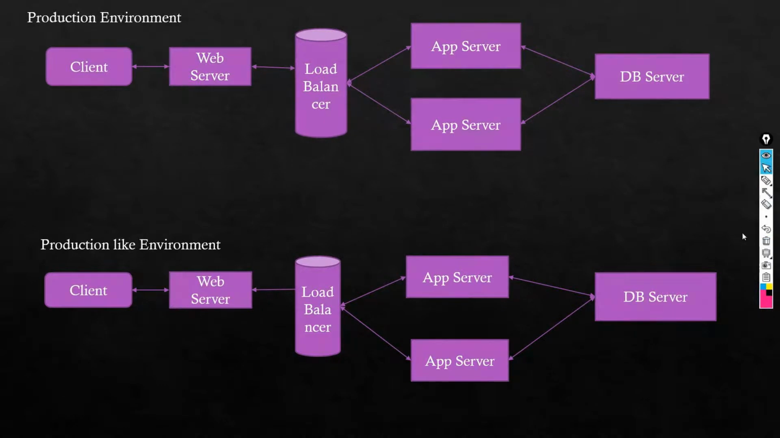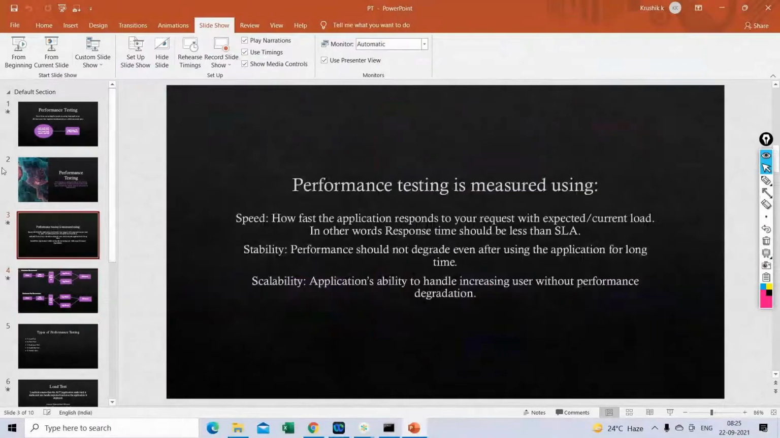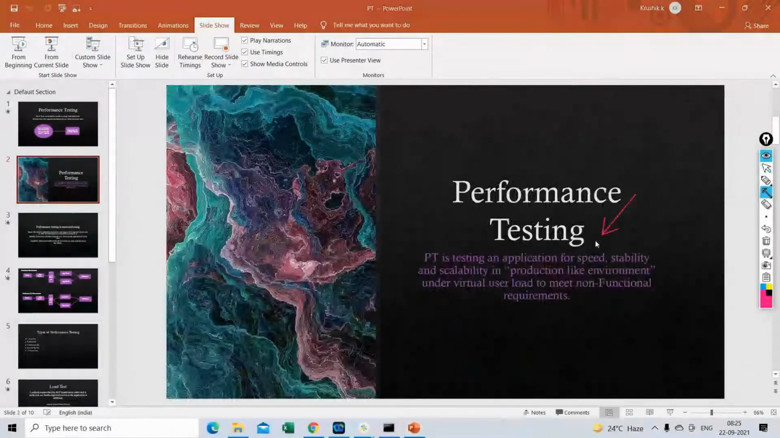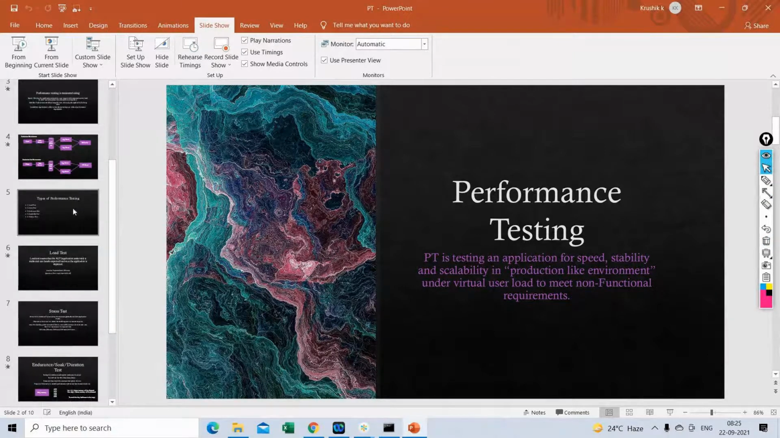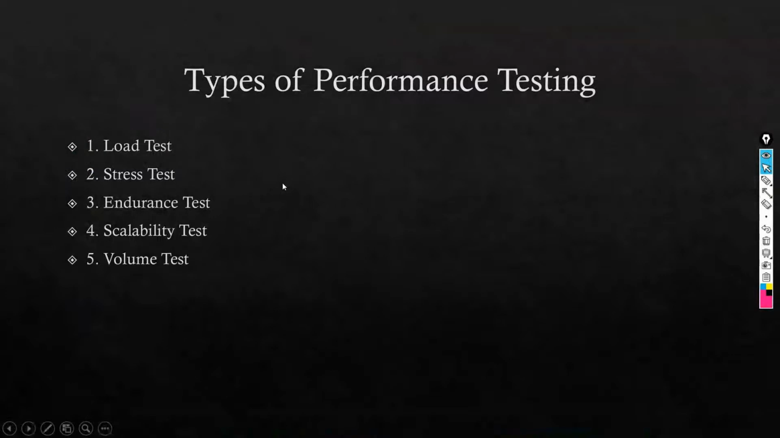Now if you see this definition again quickly, we have discussed speed, stability, scalability, and production-like environment. Now I will quickly go back and discuss the types of performance testing. Generally, there are different types of performance testing. These are the most important ones: load test, stress test, endurance test, scalability test, and volume test. For any performance tester to begin with, we have to understand these types of tests.